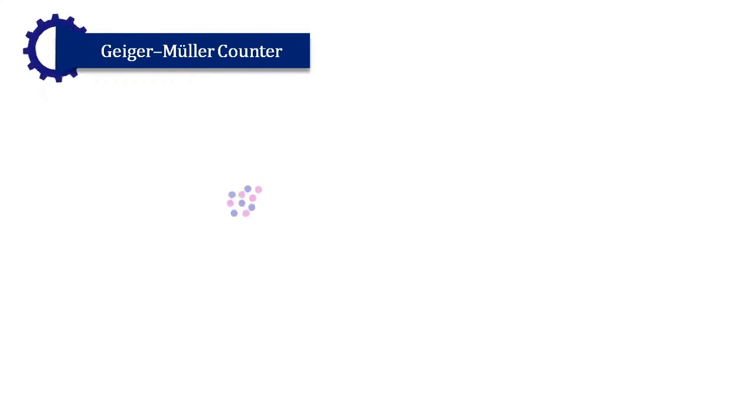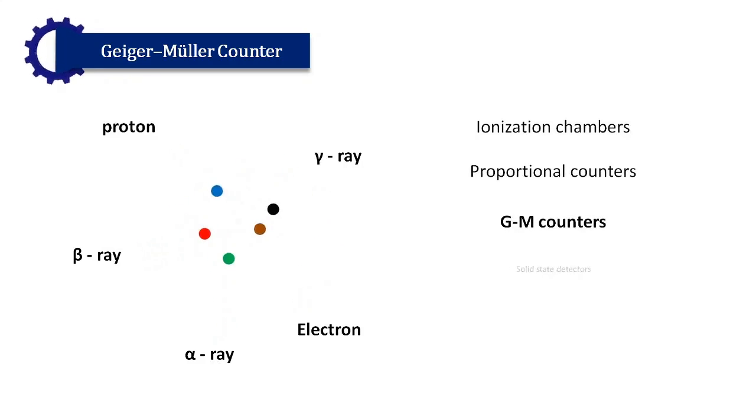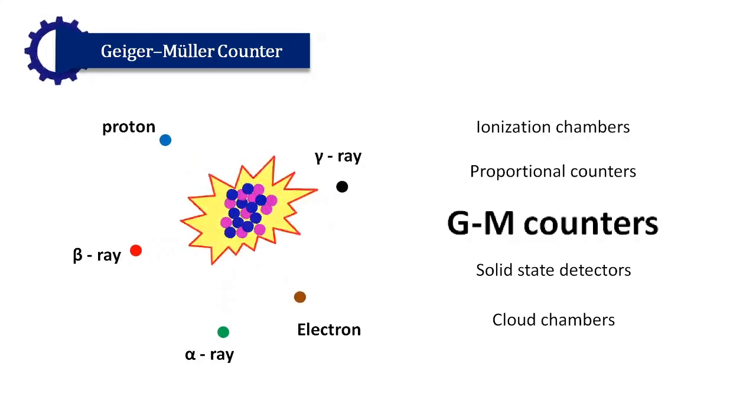As we know, several high energy particles like alpha ray, beta ray, gamma ray and proton, electron are emitted during nuclear reactions. To understand these particles and their interactions with atomic nuclei, we should know about their properties like mass, momentum, energy. For that purpose, we employ some techniques for the detection of these particles and for analyzing their energies. Some of the techniques are ionization chambers, proportional counters, GM counters, solid state detectors, and cloud chambers, in which Geiger-Muller counter or GM counter is one of the important nuclear radiation detectors.